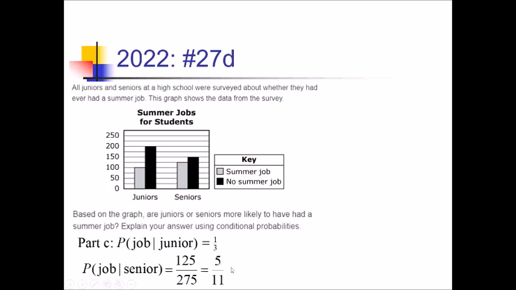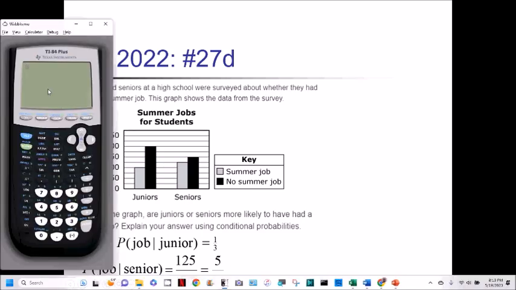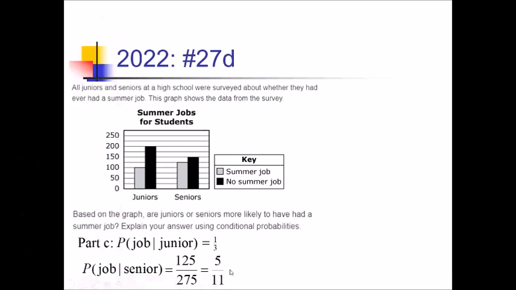And if you're not sure which one of these is bigger, you can always use a calculator in this section to compare them. So here I am on the calculator. 1/3, we probably know that's 0.3333, but if not, there's the calculator. And 5 over 11 gives us a higher decimal, 0.45 and some change. So 5 over 11, we've just proved it there, is bigger than 1/3, which means that the seniors have a higher probability, higher conditional probability of having had a summer job.